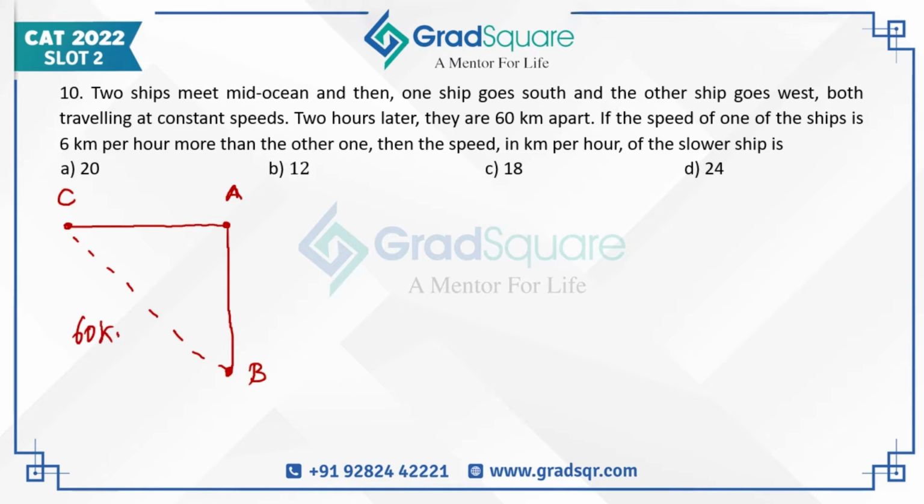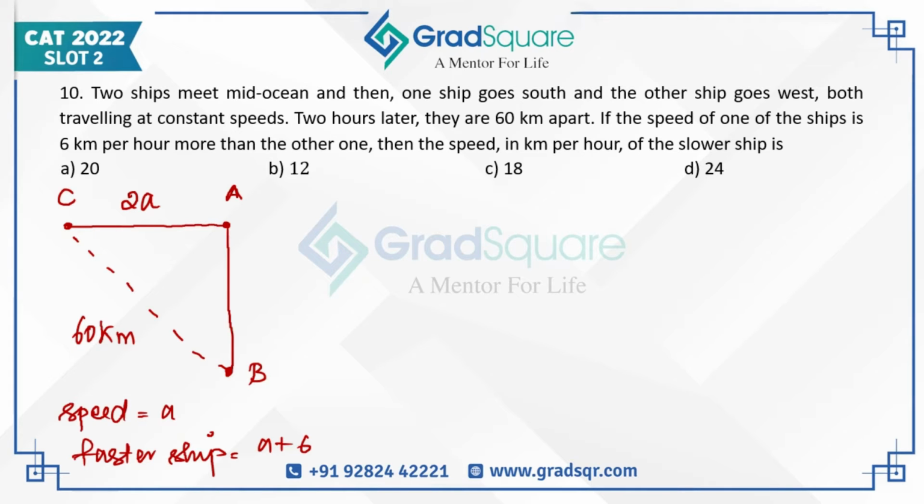I'm going to take the speed of the slower ship as a. Then the speed of the faster ship will become what? The faster ship's speed is given in the question as 6 km per hour more than the speed of the slower ship. So this will become a plus 6, and both are going to travel at constant speed for 2 hours.